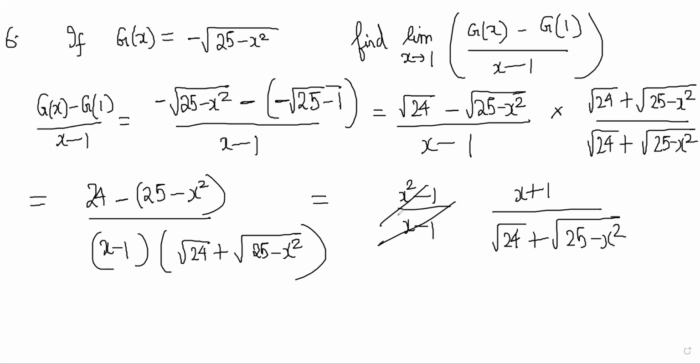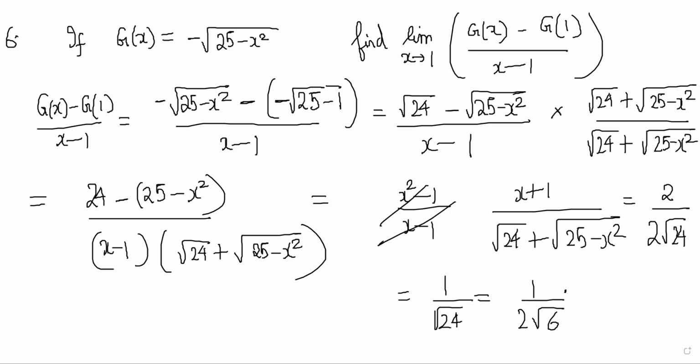And now you can put x is equal to 1 here. Becomes 2 by this root 24 plus root 24. So 2 root 24. So 1 by root 24. Correct. So this is fairly simple, this type of question.